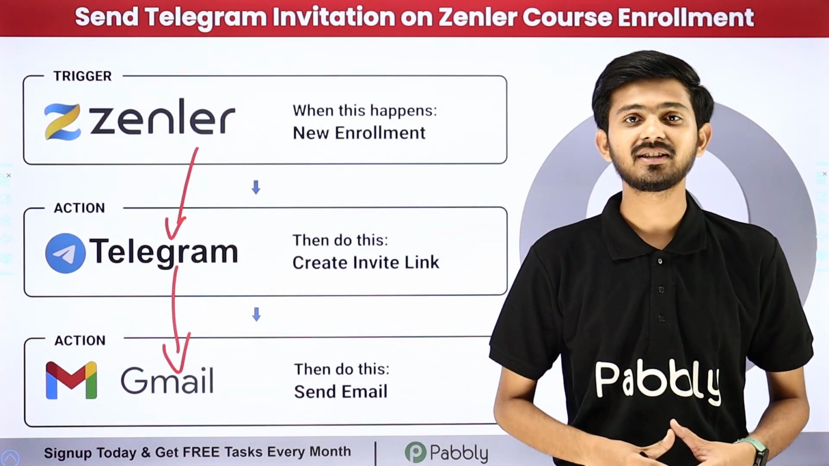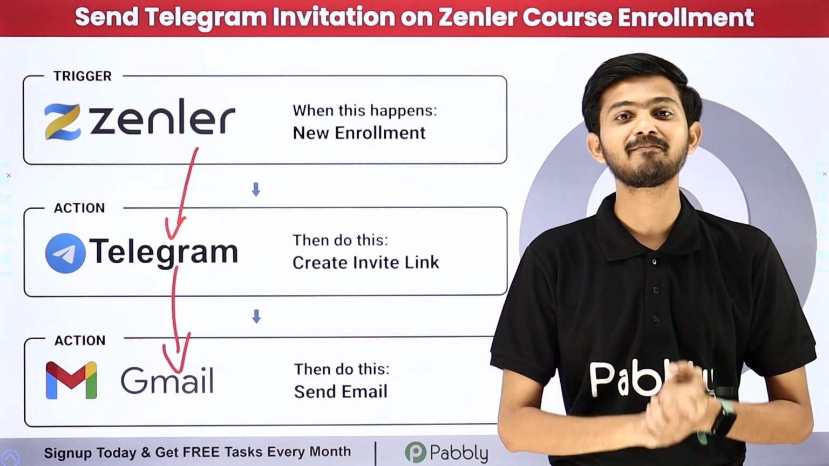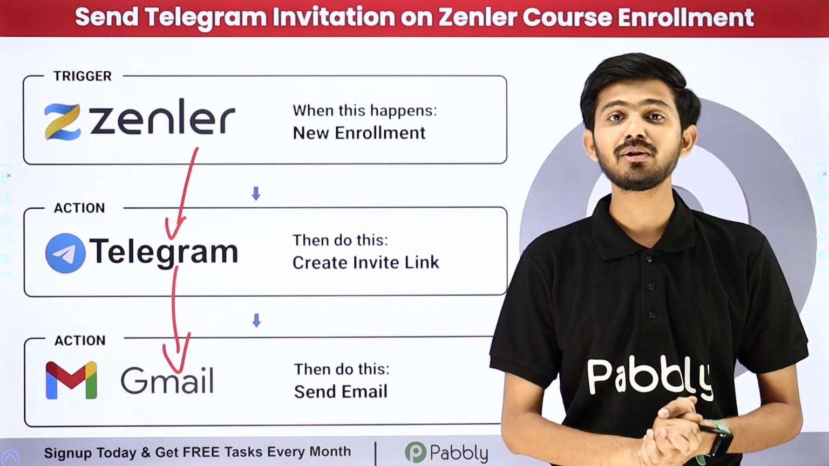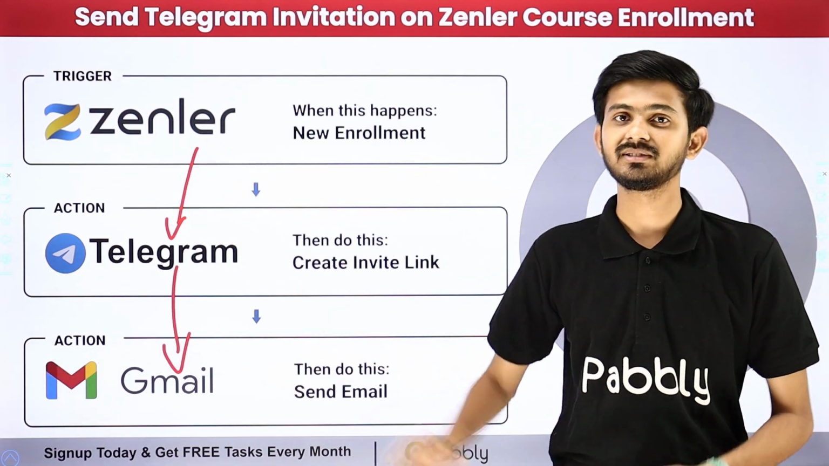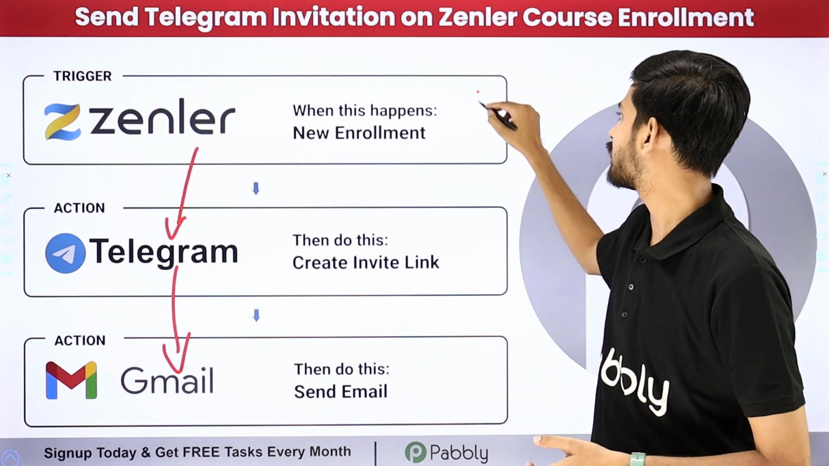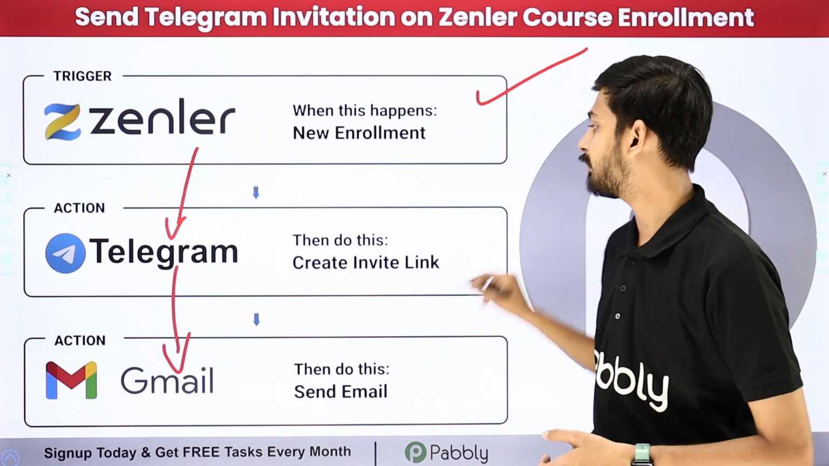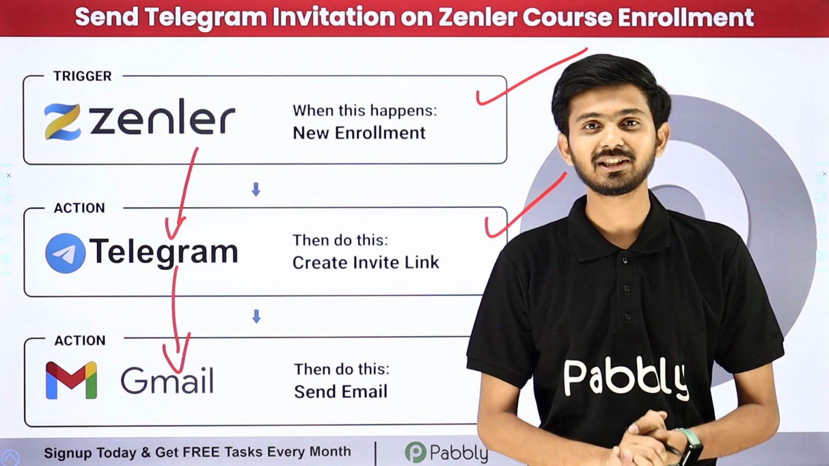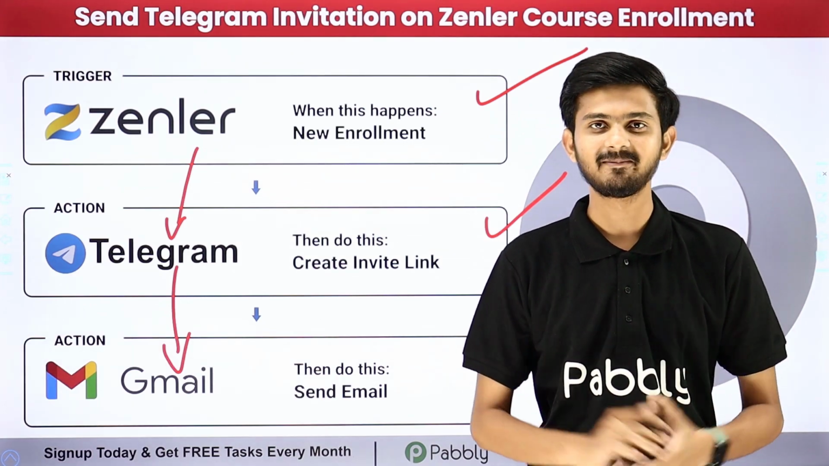So for building this connection, I'm going to use Pabbly Connect, which is an amazing software for automation and integration. In Pabbly Connect, I need to use the concept of trigger and actions. In trigger application, I'm going to use Zenler. In action application, I'm going to use Telegram and Gmail. So how am I going to build this connection? For that, let me take you to my computer screen.